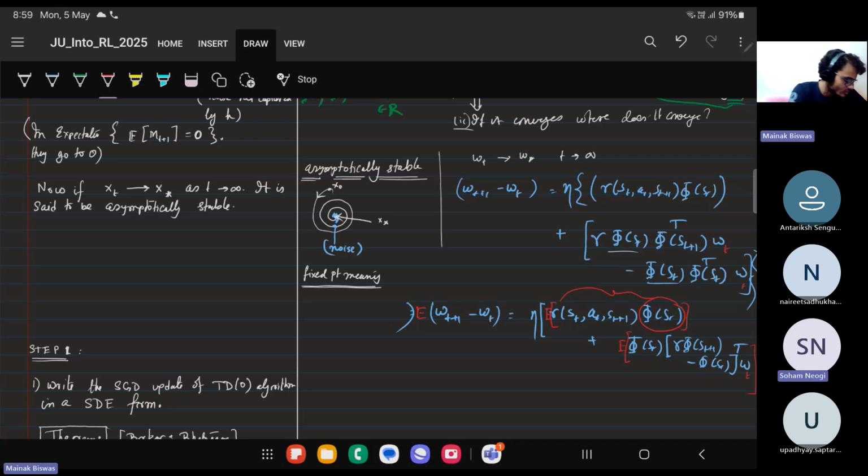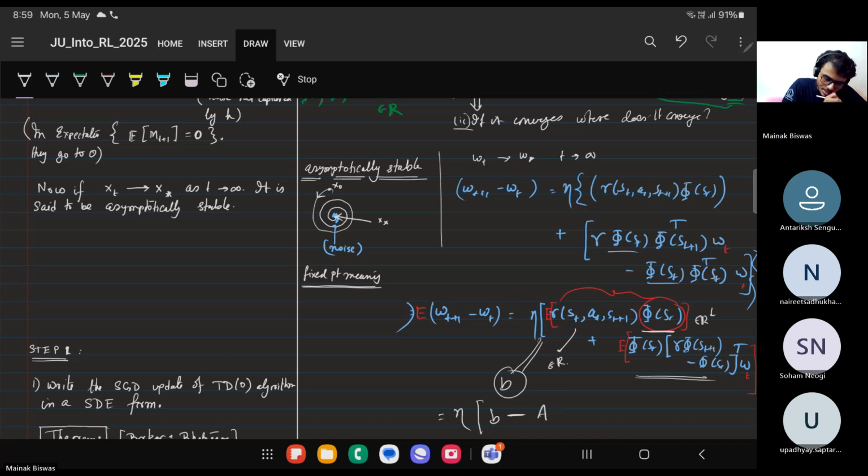Is it a vector or a matrix? Is it a vector? It's a vector, right? Because see, this term is a vector. This is in R^D, and this is a scalar. So we'll write this as B. So this becomes eta times B. And this we will write as, say, minus A. What is minus A? Let us try to understand.